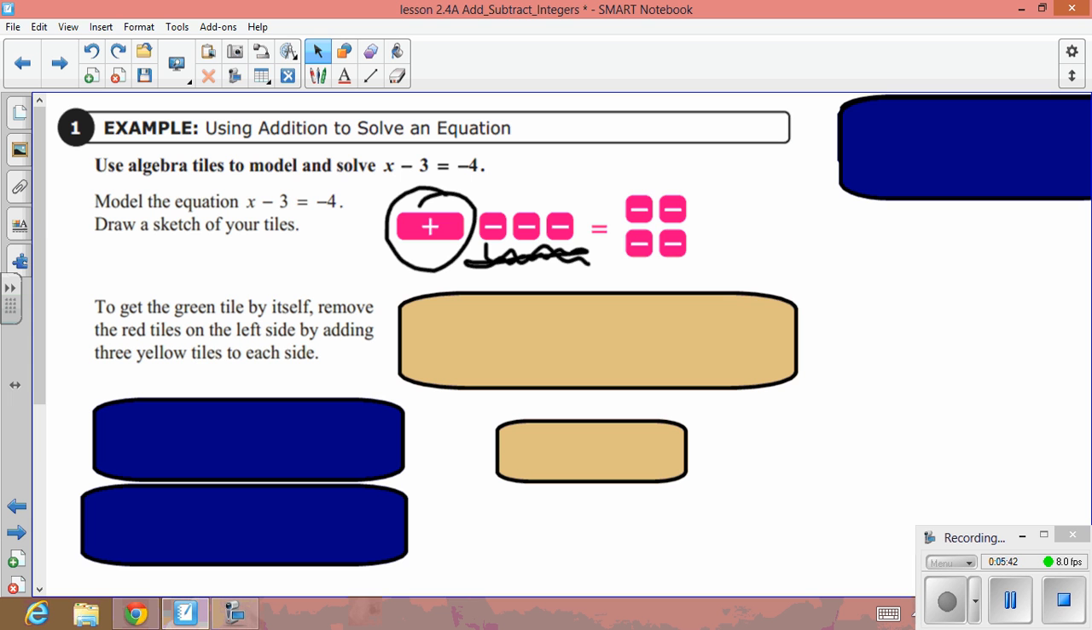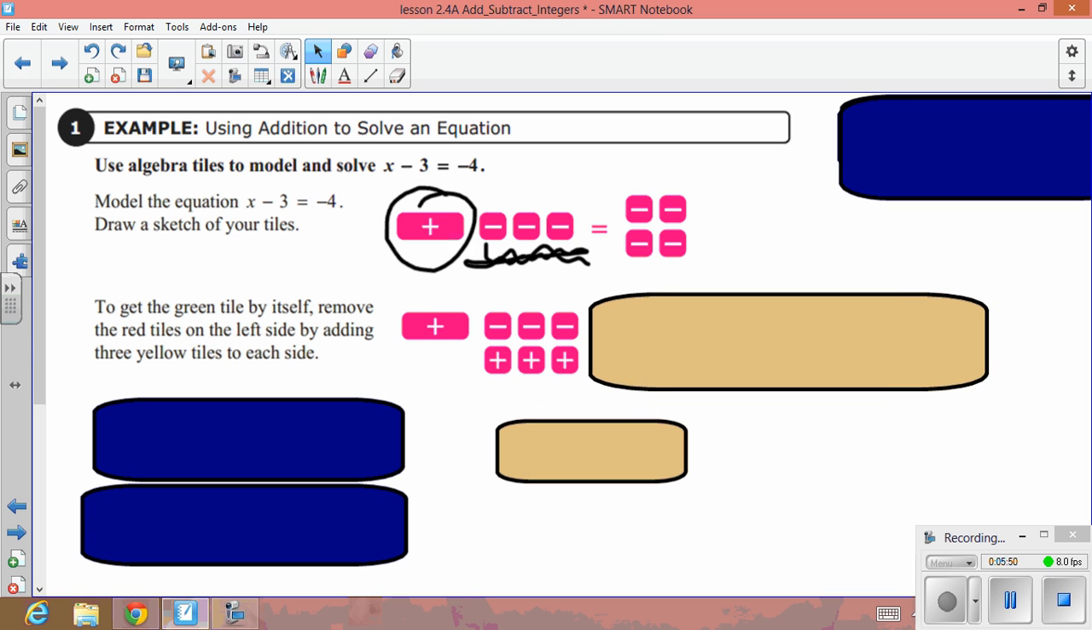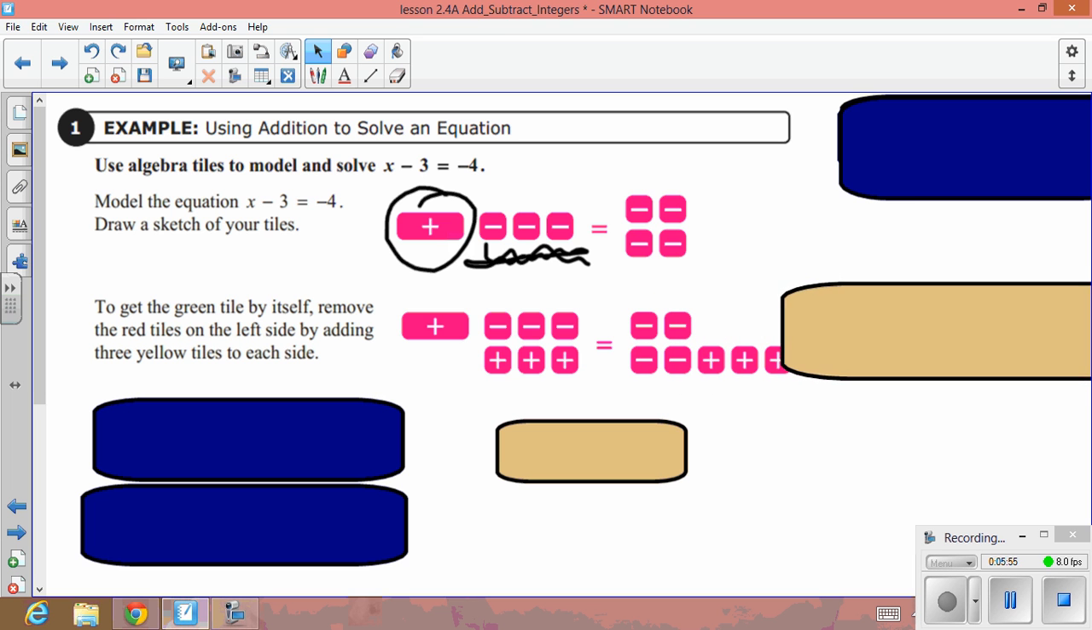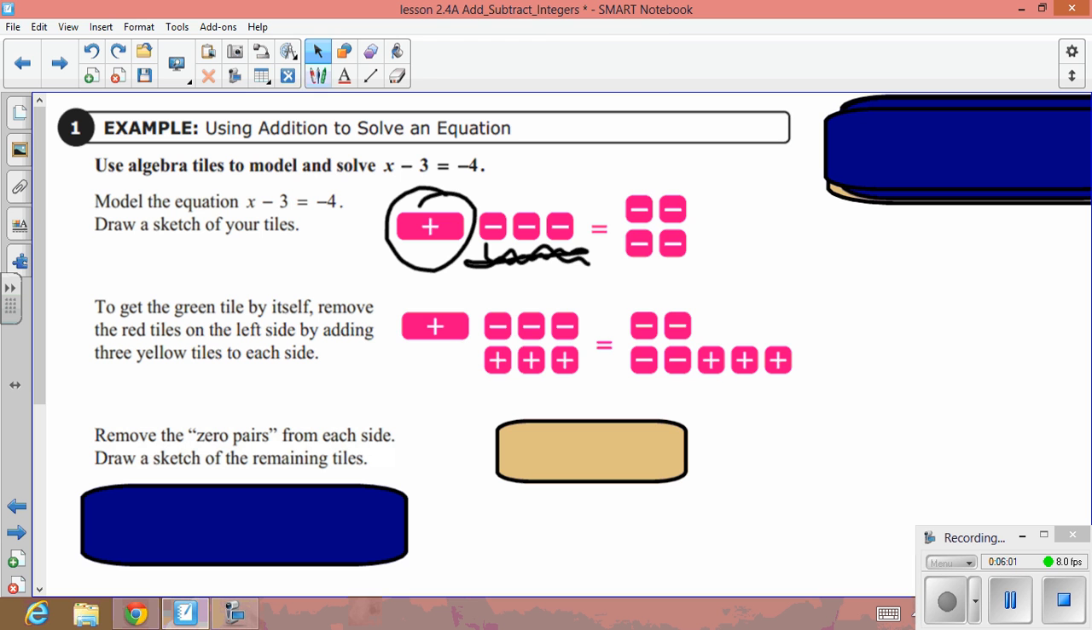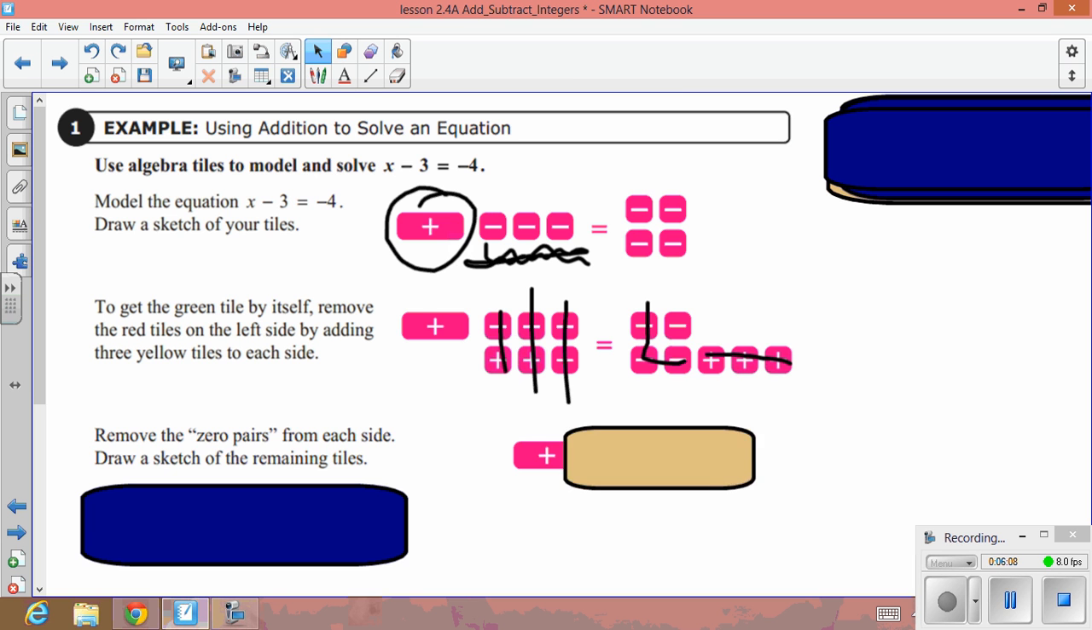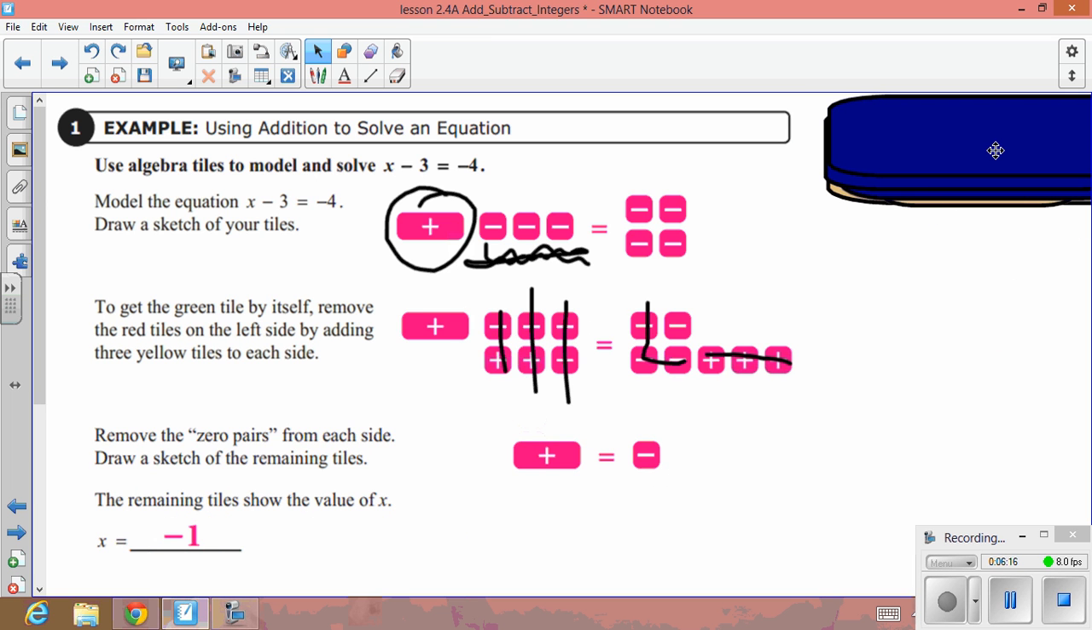So if I have 3 minus, what is the inverse or the opposite of 3 minus? And hopefully you're saying 3 plus. So I add 3 positives on the left, add 3 positives to the right. Now we get rid of all the 0 pairs. So these 3 go, and 1, 2, 3 go, 1, 2, 3 go. So that means my variable is equal to just 1 negative. So that means my solution is negative 1.